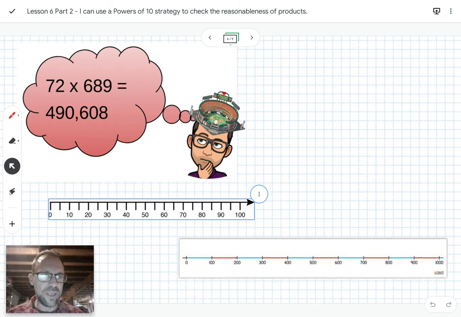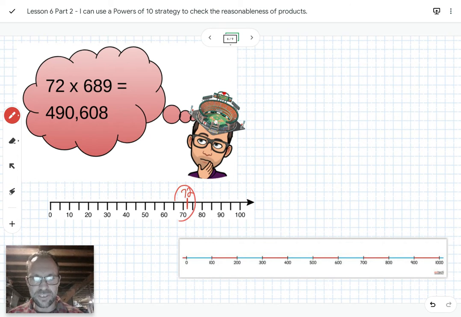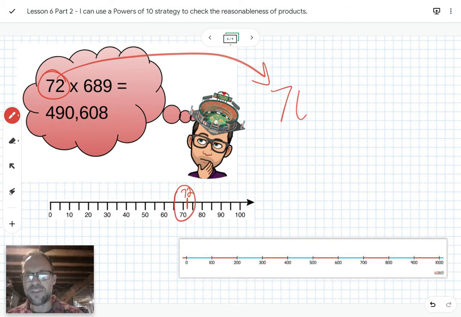Let's start with 72. 72 on the number line here, 0 to 100. Let's see, there's 60, 70, 80, there's 75, right? So 72 is a little bit closer to 70. And so let's sit right there. That's 72, so that's really close to 70. So let's go ahead and call 72 70.